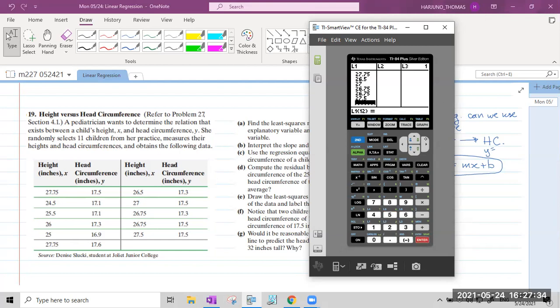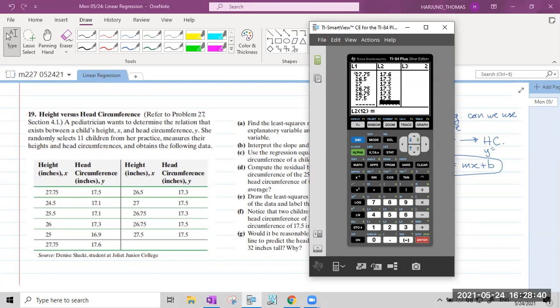So the 11 heights. Now I go on with L2, the second list, which is the head circumference. That will be 17.1, 17.1, 17.3, 16.9, 17.6, 17.3, 17.5, 17.3, 17.5, and the last one, 17.5. So we have already input all the data. Remember, they have to be in pairs.